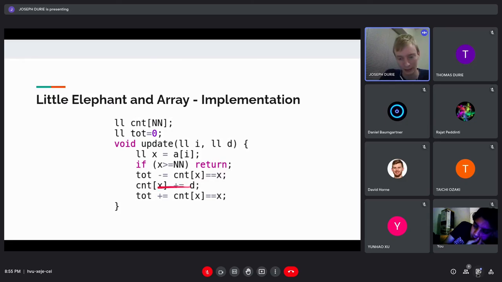Count X plus equals d. Once again, we're doing the plus 1 minus 1. And then we add the contribution back. So this is the same pattern as the other problems. We're doing the add and subtract contribution trick again. All right, any questions on this?